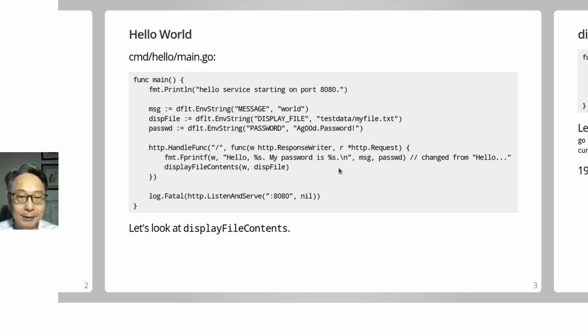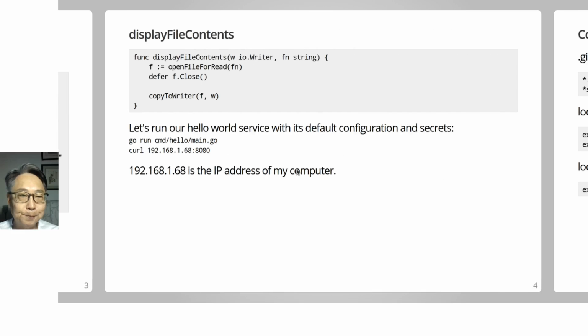And this is the main web handler. It's basically only one handler, and all it does is say hello, the greeting, the message. The password is password. Obviously this is sensitive. And finally it displays the file contents. So let's look at display file contents. It opens the file for read, closes the file when this function is done, and copies it to the response writer.